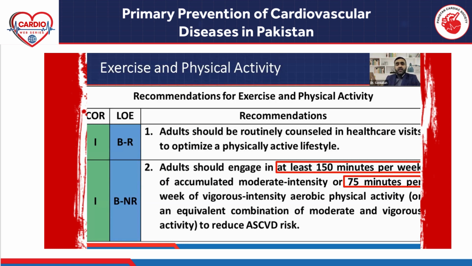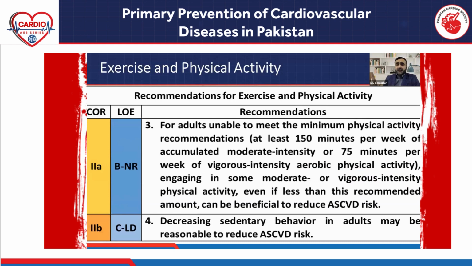And what are the recommendations? How much exercise should be done? This is at least 150 minutes per week of moderate intensity, or 75 minutes per week of vigorous intensity aerobic physical activity. This is what the AHA and the ACC recommend if you want to reduce the ASCVD risk. This is class 1. But the story doesn't end here.